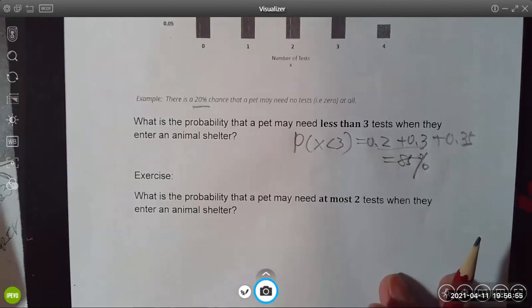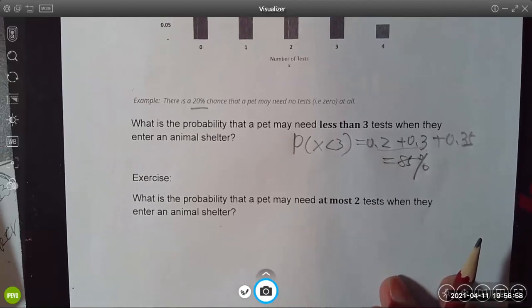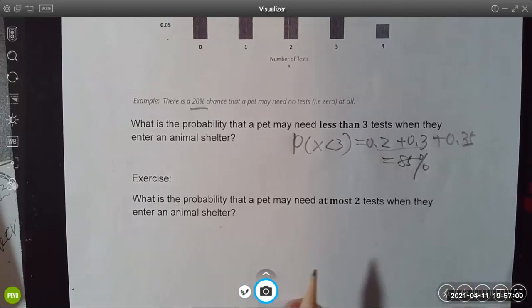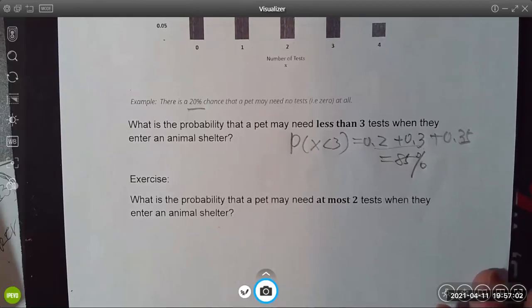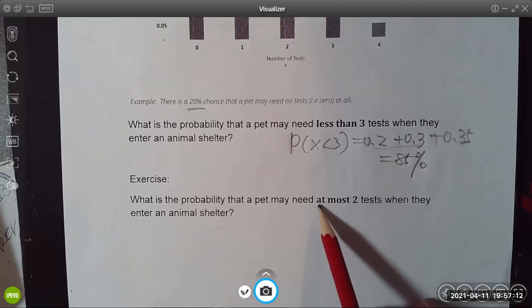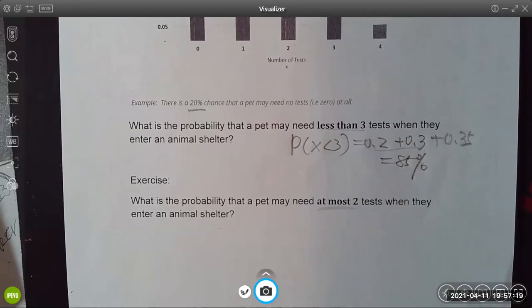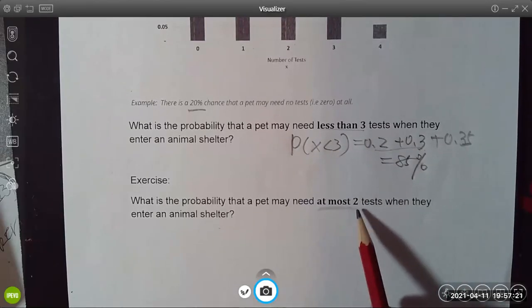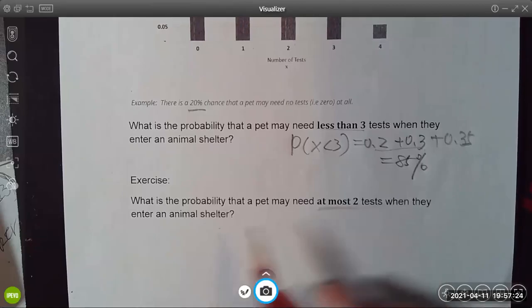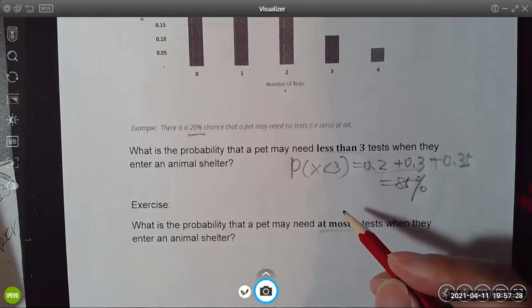Okay, exercise. I do this in the face-to-face class as an exercise problem, so we do this as an example in this video. What is the probability that a pet may need at most 2 tests when they enter the shelter? Basically, they just play this word game to see if people understand the exact meaning of all these kinds of words. At most 2 means no more than 2. 2 is included. That means 0, 1, 2.